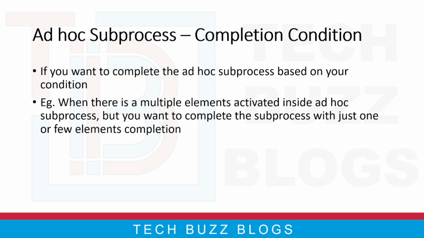Generally, as per our understanding based on the last video, an Adhoc subprocess stays active as long as all the elements or tasks are active, correct? But you may have such a use case: if any one of the elements gets completed, I want to cancel all other elements and move out of the subprocess. Think about it.